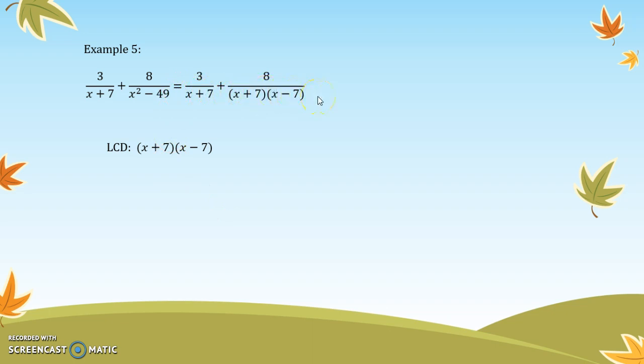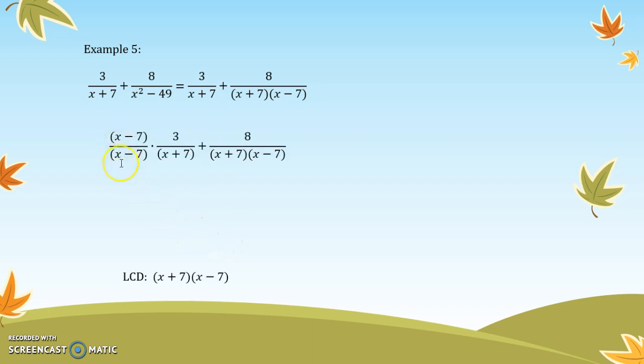So now when I compare my fractions to the common denominator, I see that my left side over here is only missing the x minus 7. So I'm going to multiply the left fraction by x minus 7 over x minus 7. So at this point, I'm going to need to distribute my 3 across here so that I can simplify my parentheses. So that will give us 3x minus 21 over x minus 7, x plus 7.